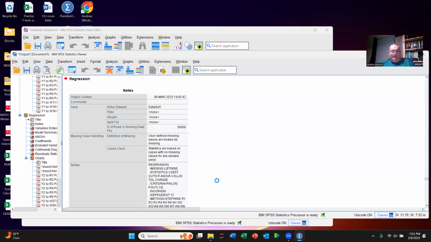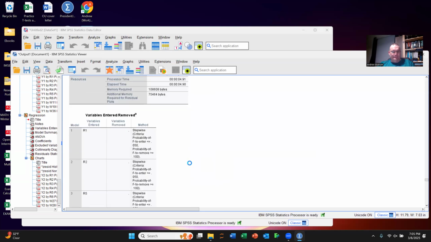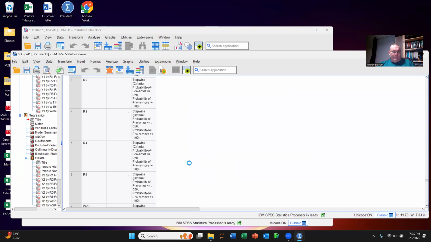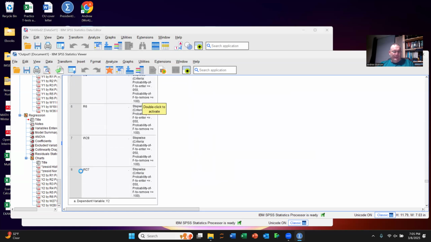Data's running, running, running. There we go. So here we have R1 through R6 all look like they are statistically significant. And this time, W27 and W28 look like they are also statistically significant. But again, these W's do not belong. They are the spurious correlations I was talking about.